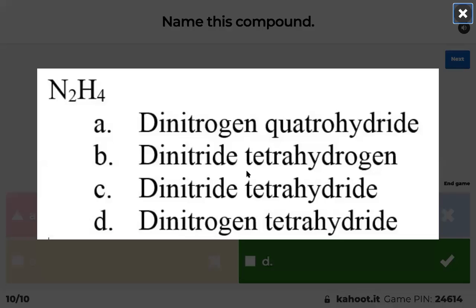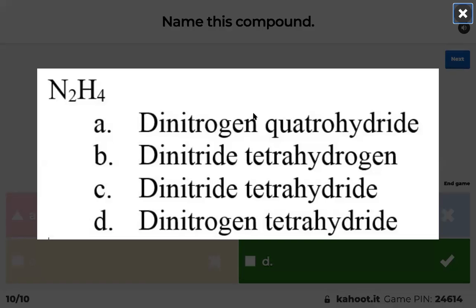All right, let's look at this one. First off, nitrogen and hydrogen, both non-metals, so it's covalent. Now, some of you might be wondering why this isn't an acid. It's not an acid because the hydrogen is not at the beginning of the formula, okay? So this is just considered covalent, okay?